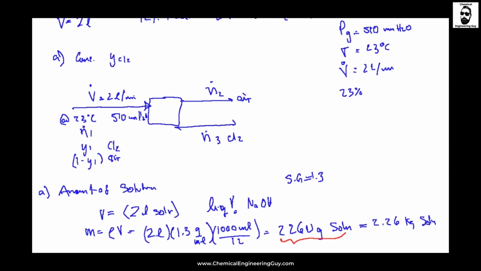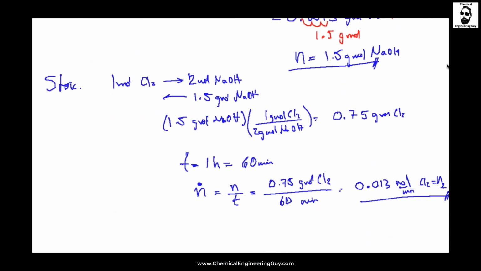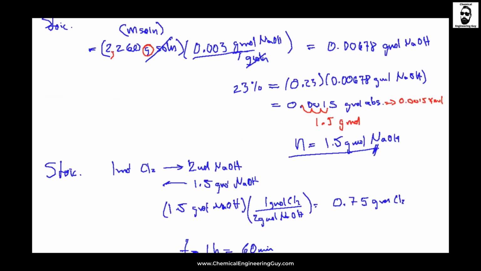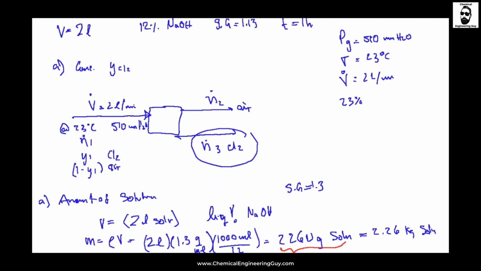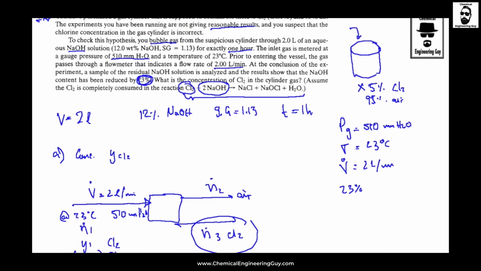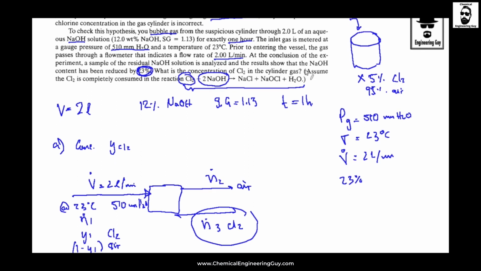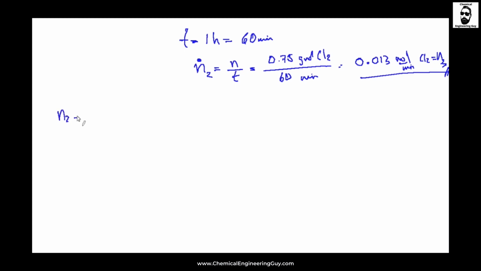Let's go to N2. What is this? No, it's N3, sorry. We just calculated this, N3. Now, guys, they tell you what is the actual question, because sometimes I forget, is the concentration. Okay, let me find it. At the conclusion, okay. What is the concentration? Okay, this is the question I want. The concentration. So let's do it. This is N2, just to let you know, N2 equals 0.013 mole per minute of chlorine.